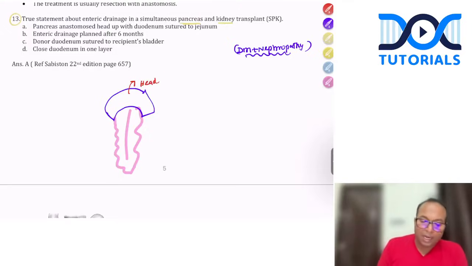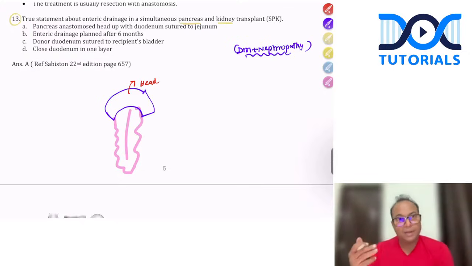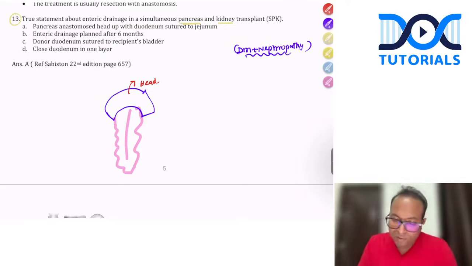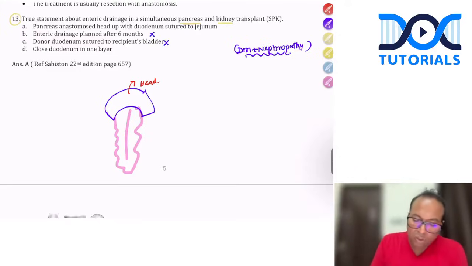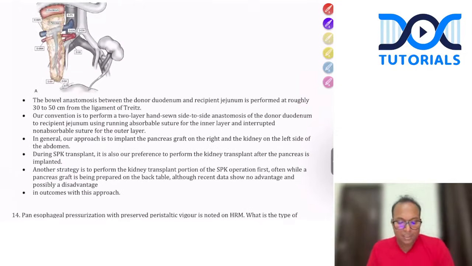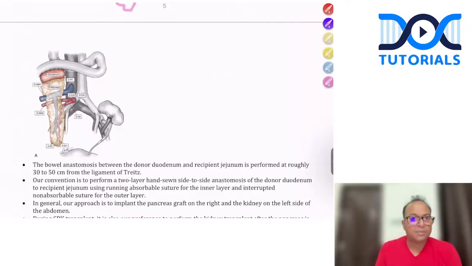That is very important. Enteric drainage planned after 6 months? That is not done; we will do it immediately. Donor duodenum sutured to recipient bladder? No, we will not do that; bladder drainage is a separate technique. Close the duodenum in one layer? No, it is closed in 2 layers. See, every line is directly from Sabiston.